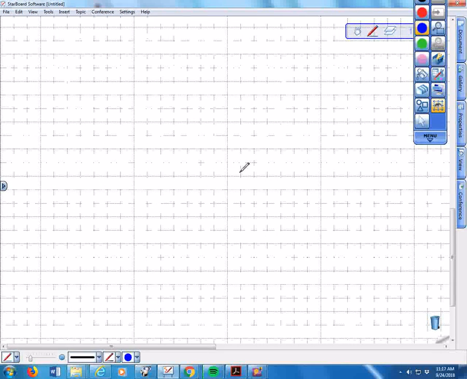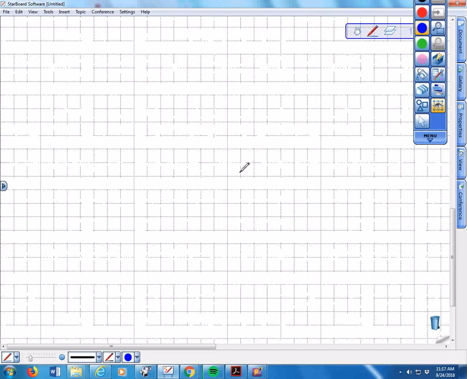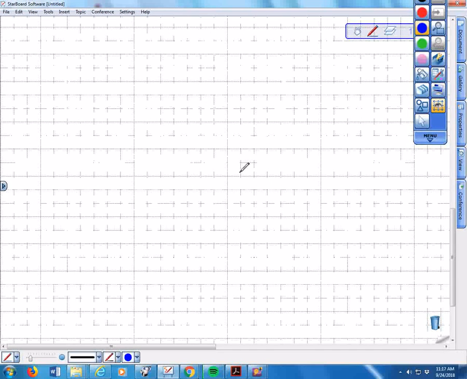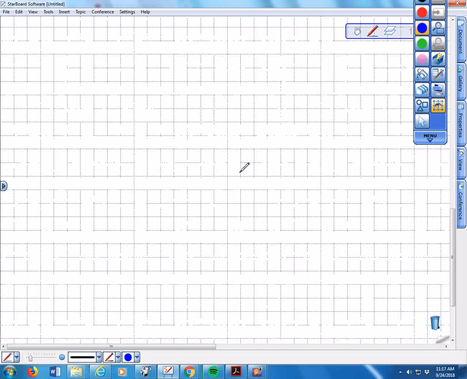Okay. So today we're going to go the other way and say if we're given the equation of a line, either in slope-intercept or standard, what's the best way to graph it? Okay, so let's just start with an example.